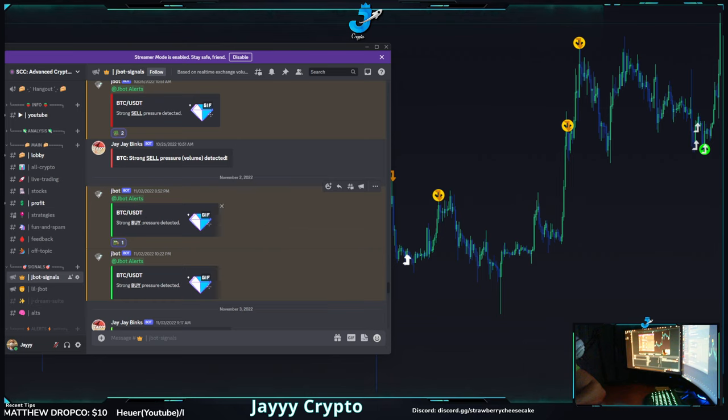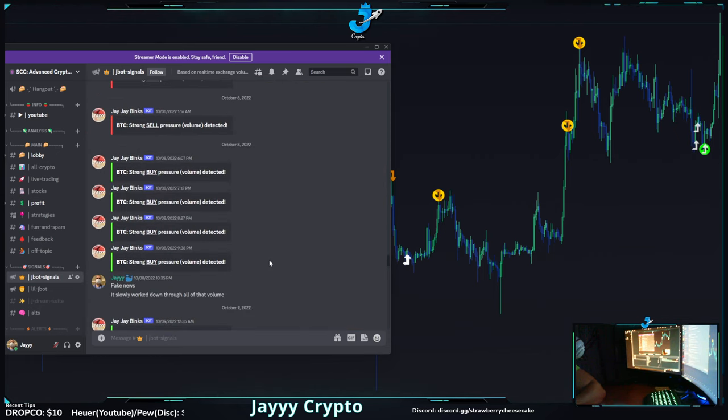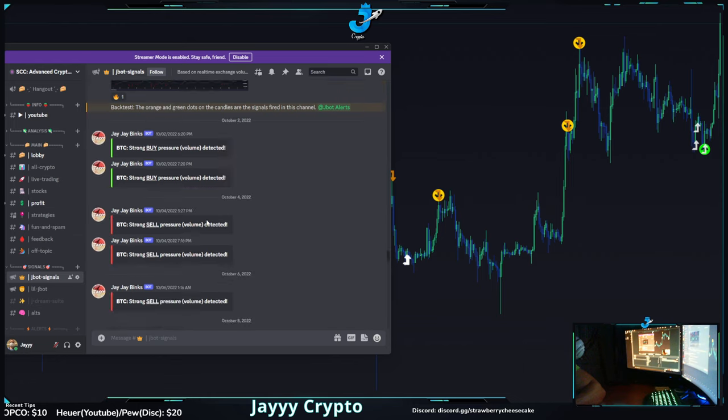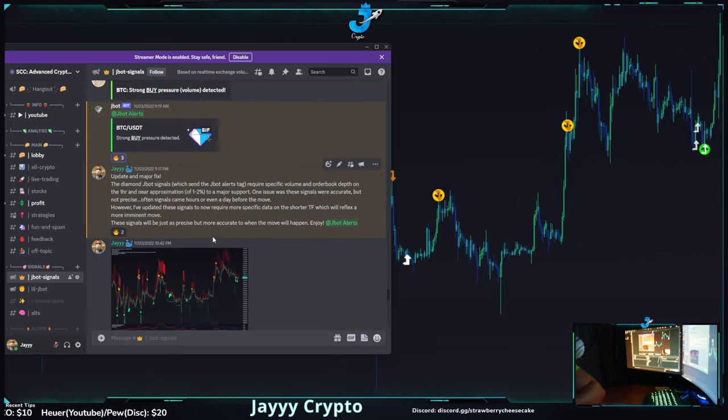How do you get to these free signals? So you join the Discord and you scroll down to signals and you go to JBot signals. And you can look through and backtest these all you want, but I'm always posting pictures of them backtested.